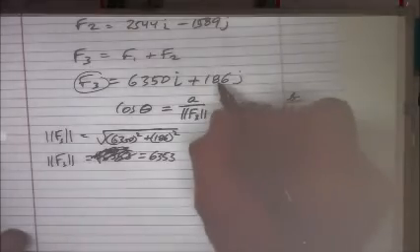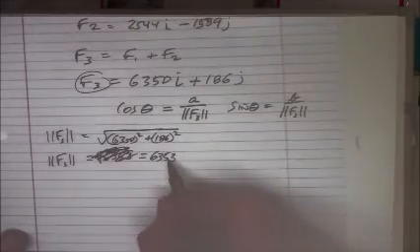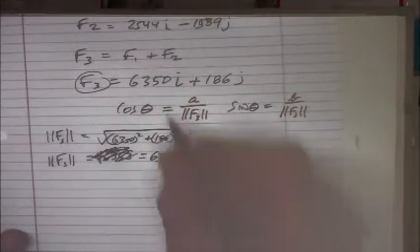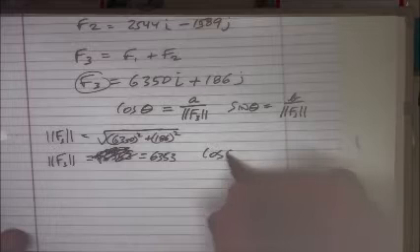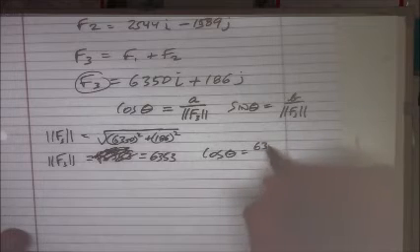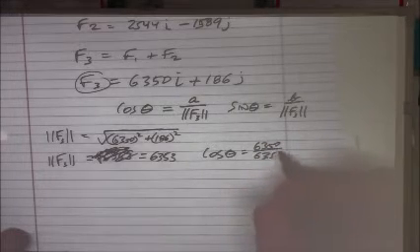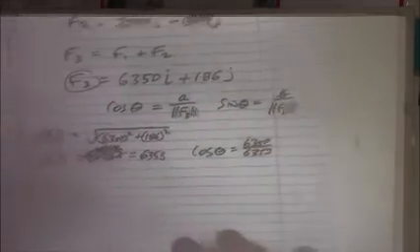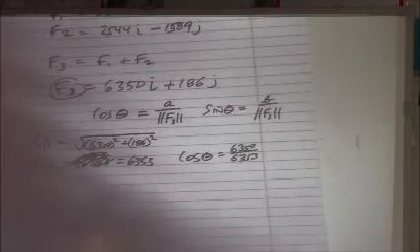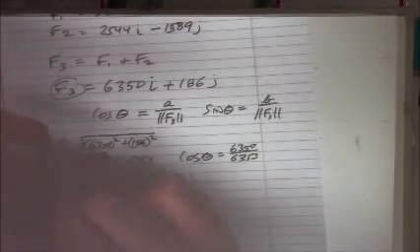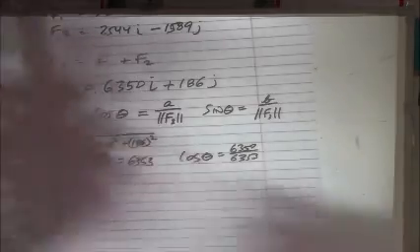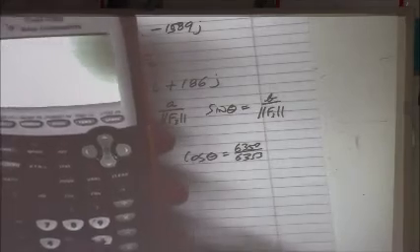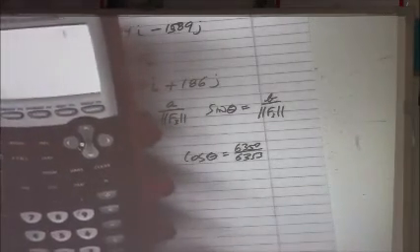So you can either do 186 divided by 6353, or 6350 divided by 6353. I'll do that one just because it's first there. The cosine of theta is 6350 over 6353. And what that's going to come to is approximately 2 degrees. And I'm going to do second function, cosine of 6350 divided by 6353.